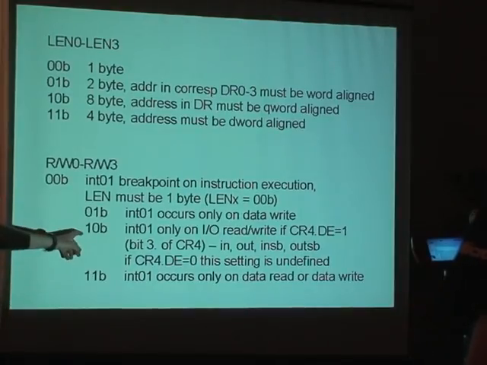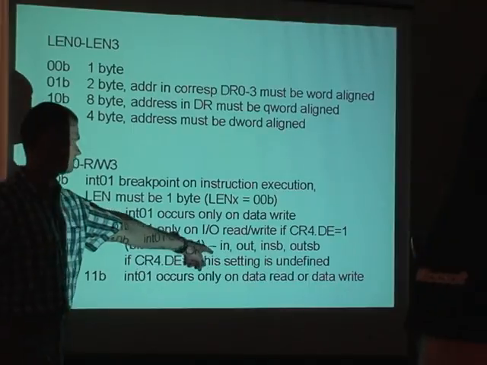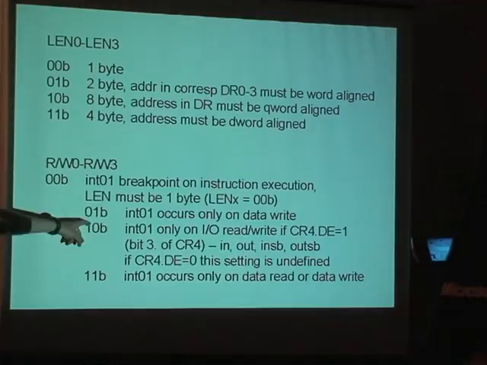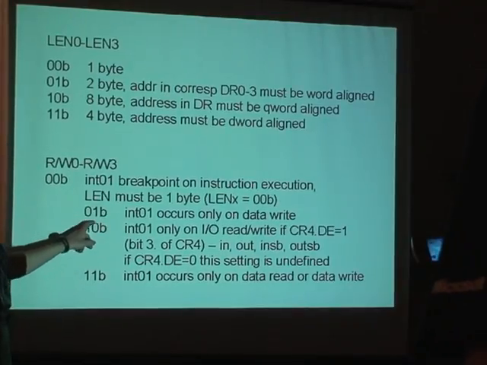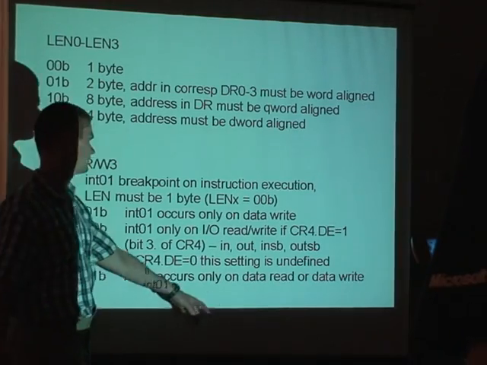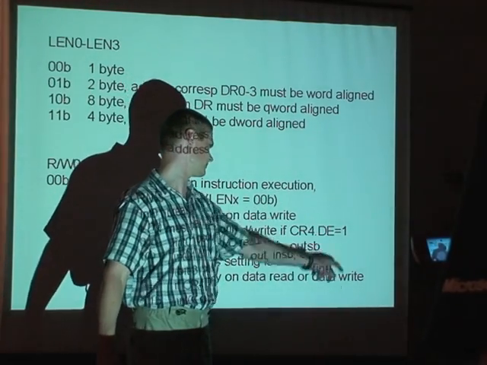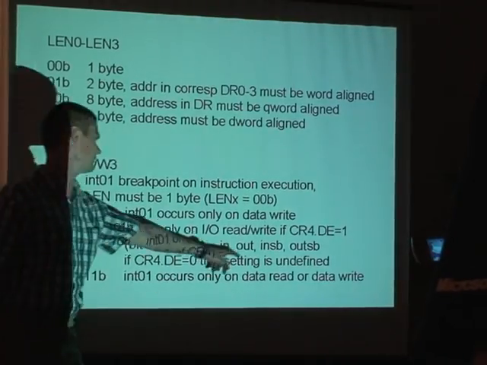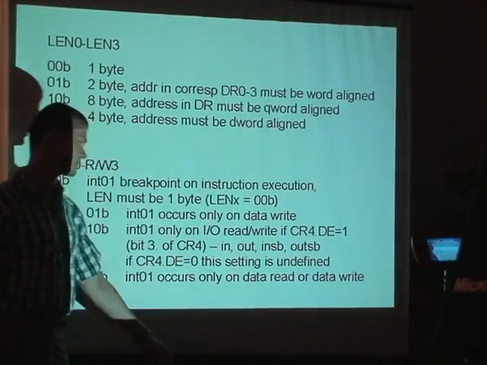And this setting is useful only in kernel, because it watches accessing ports by in and out instructions. And this setting is undefined until this bit in control register 4 is set. So the kernel must set this one bit in control register 4.